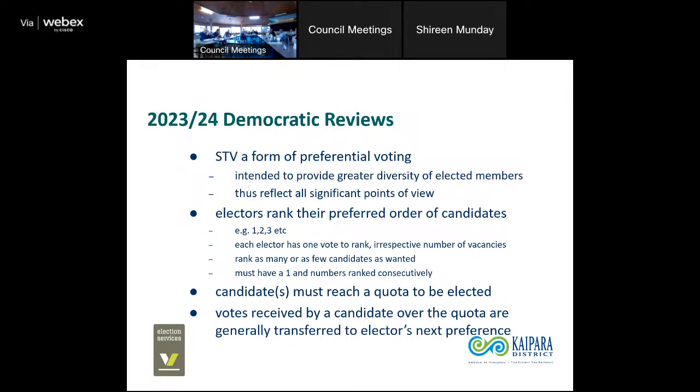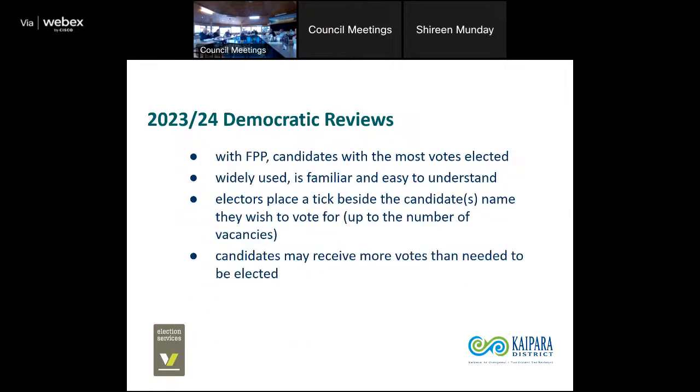To be elected, candidates must reach a quota, and votes received by a candidate over the quota are generally transferred to the elector's next preference. So that's overall how it works as a form of preferential voting.